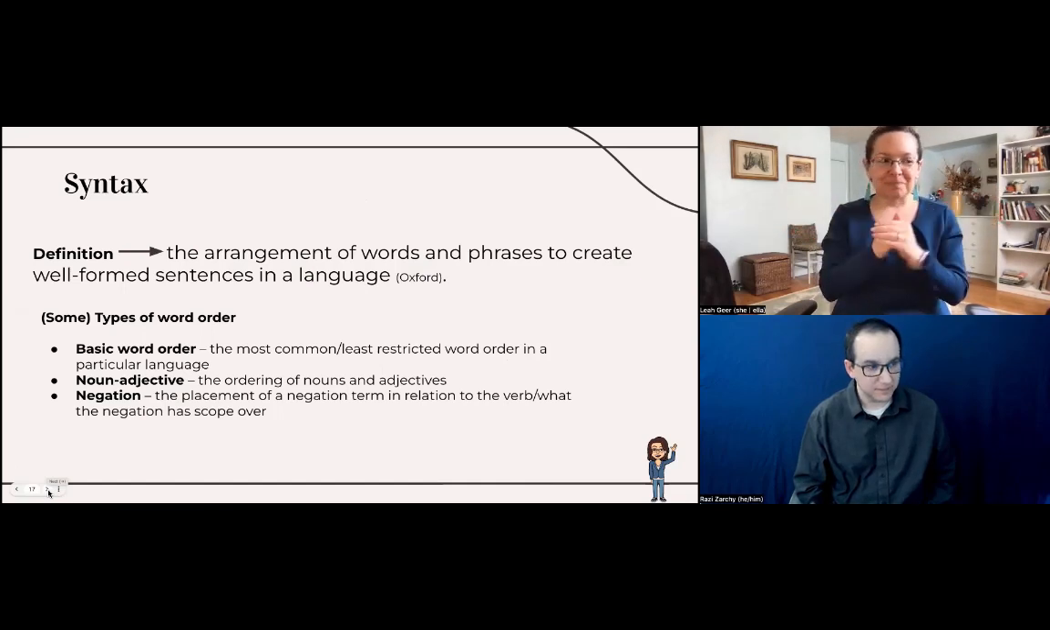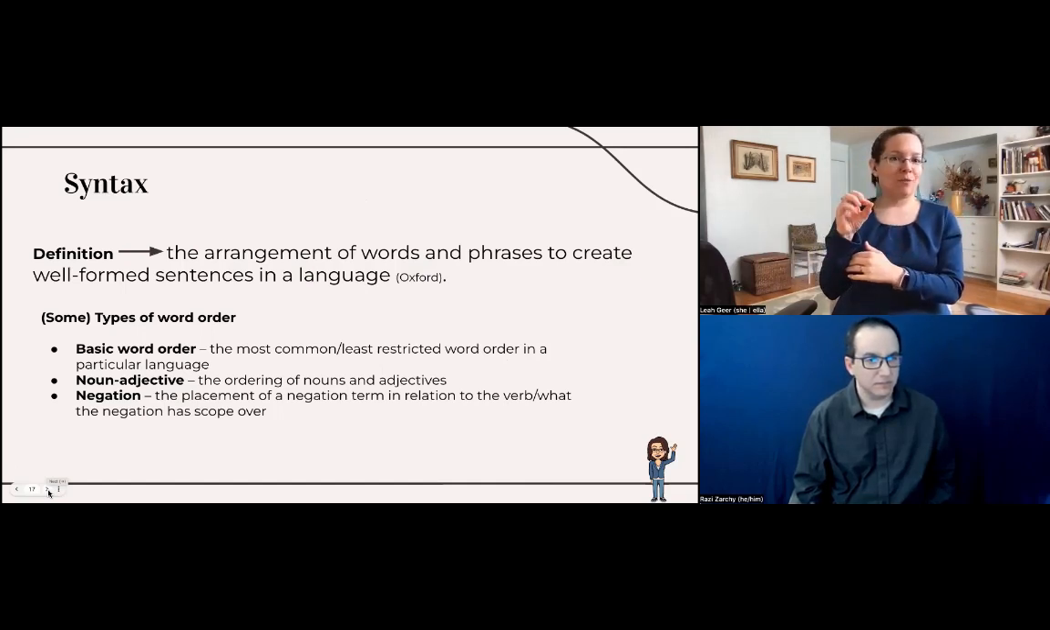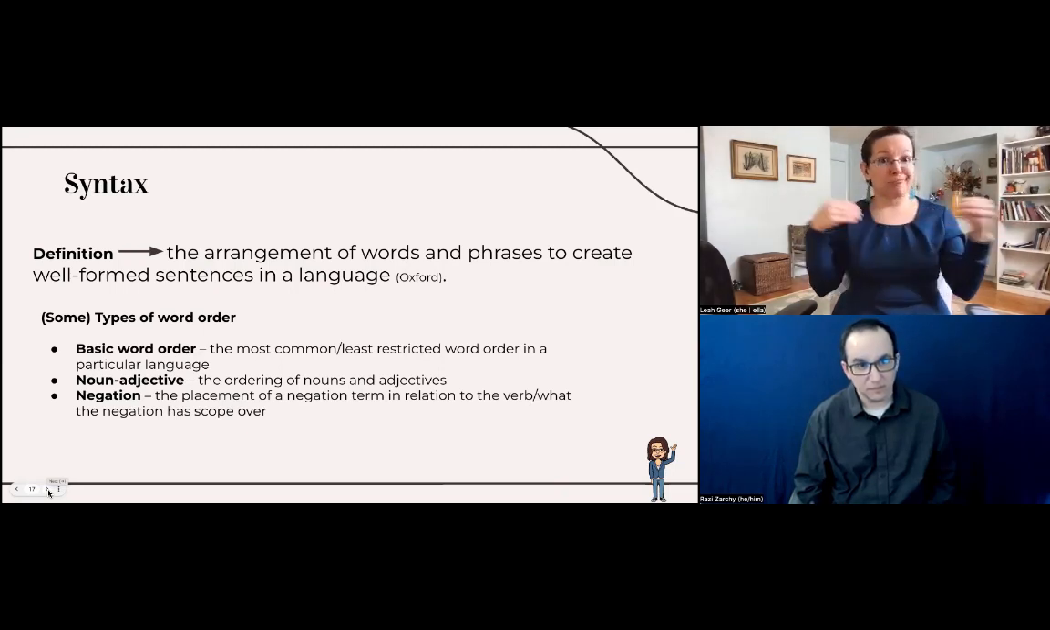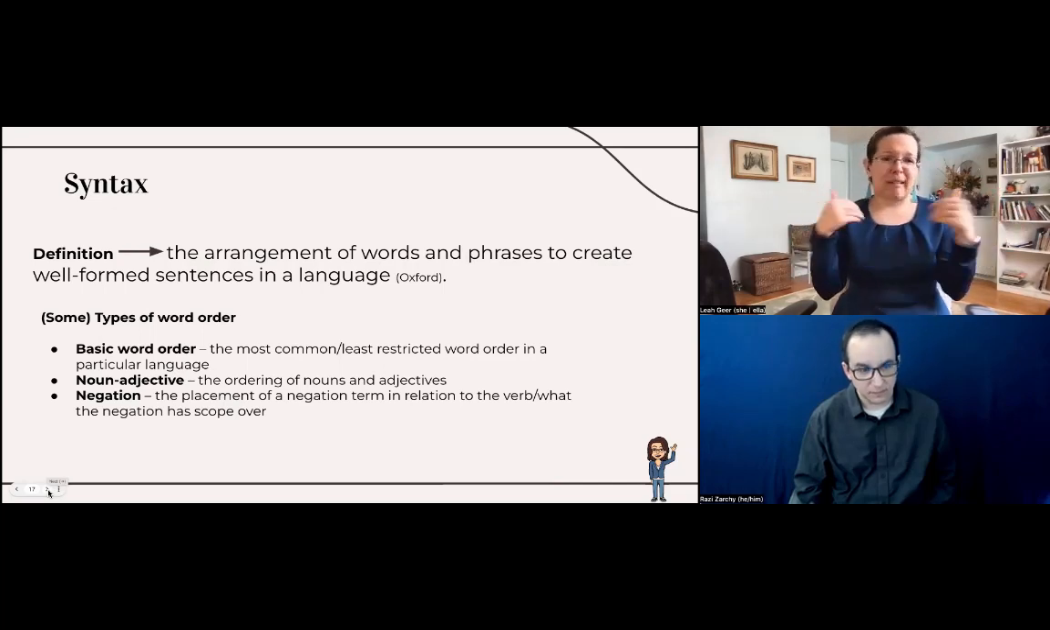The next level of our discourse structure that we'll discuss here today is syntax. Syntax is the arrangement of words and phrases that create well-formed sentences in a language. Some languages have much more flexible syntactical structures, and others are more strict in their ordering for creating what is understood to be a grammatical sentence.